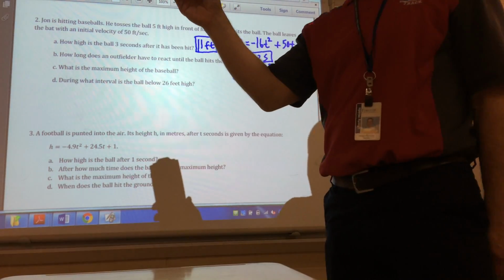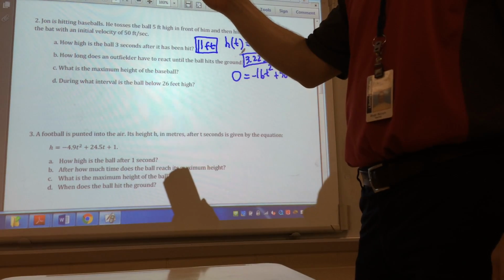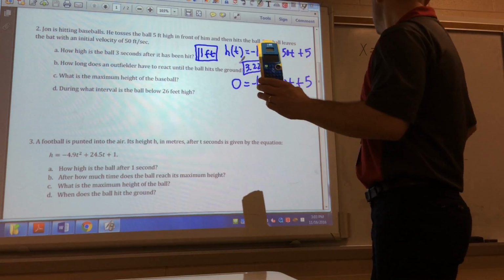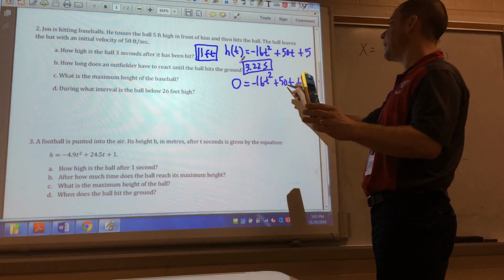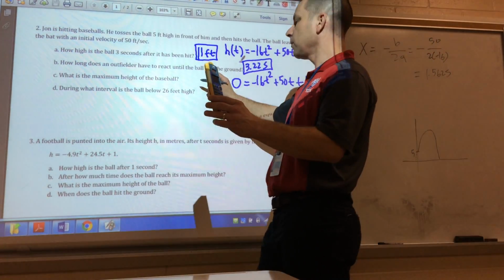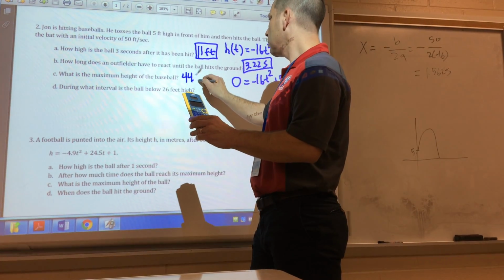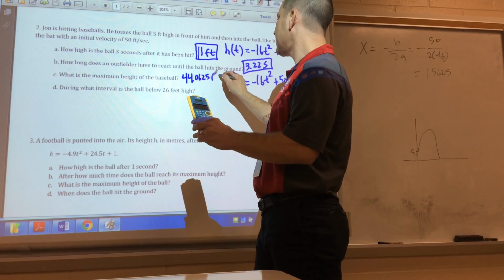What does the output give us? 44.0625. So we essentially just plugged 1.5625 into this equation. That's all we did. So the maximum height is 44.0625 feet.